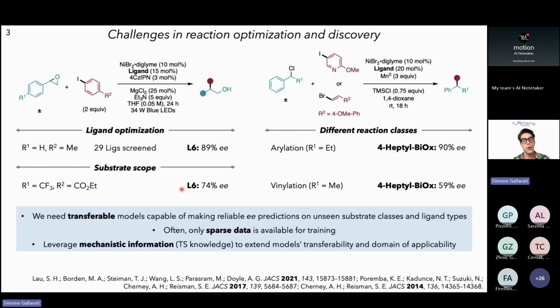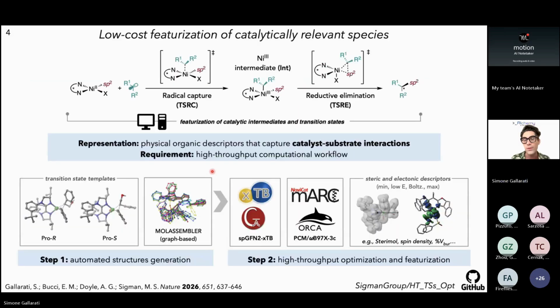So the way we approach this problem is that we wanted to leverage mechanistic information, specifically the knowledge of the potential stereodetermining steps in a transformation, to construct a reaction representation that would allow us to train machine learning models that are applicable to different reactions, and so would be transferable and allow us to extend their domain of applicability. So how did we do this? As I said, we want to leverage mechanistic information, specifically the identity of the potential structures involved in stereoinduction.